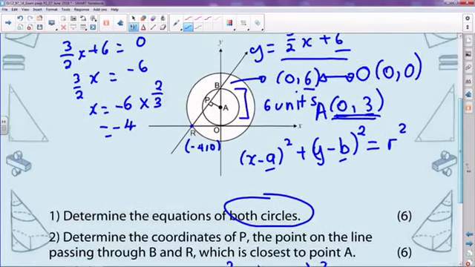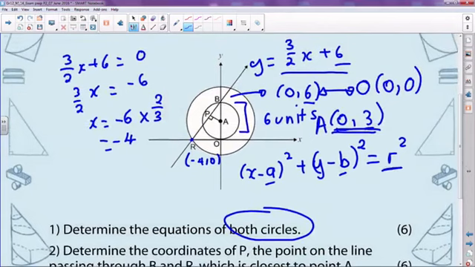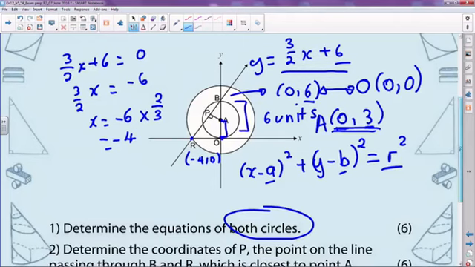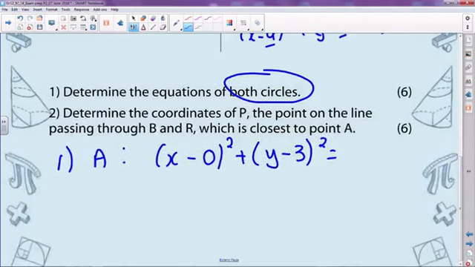Now, there's another interesting thing. Can we work out the radius? We're dealing with the smaller circle. Can we work out the radius? Yes, we can. We know that the diameter is 6 units. We've just seen that the distance from O to A is 3 units. So therefore, my radius has a value of 3. So therefore, your radius squared is going to be 3 squared.